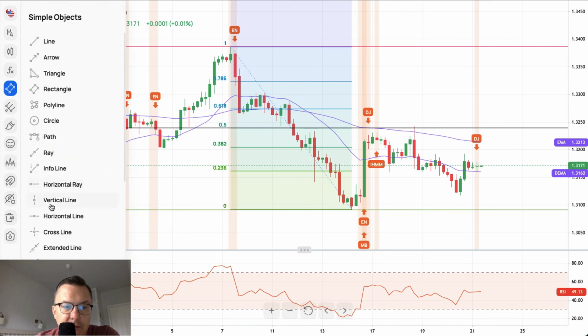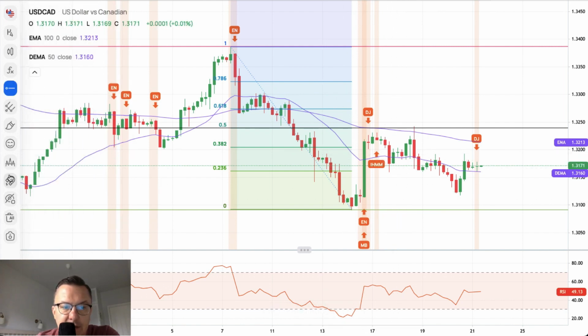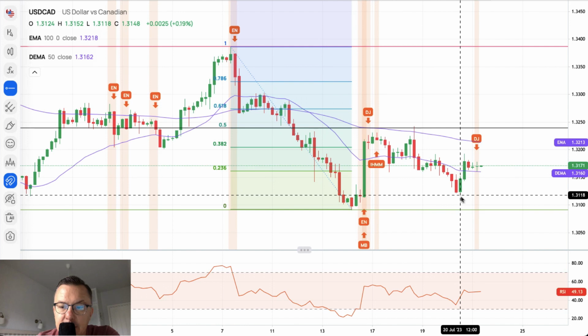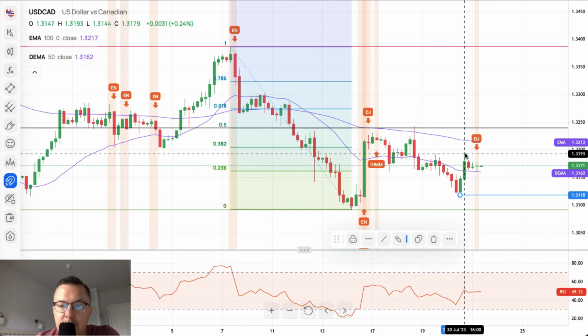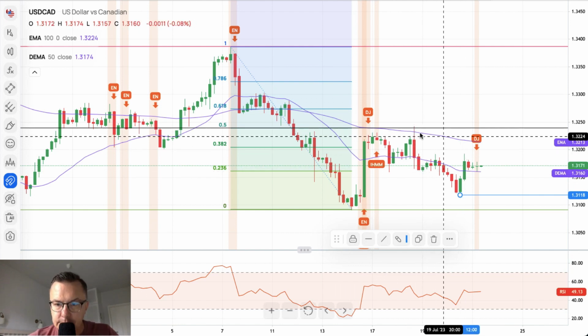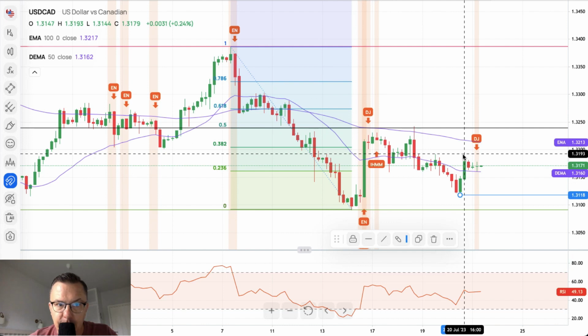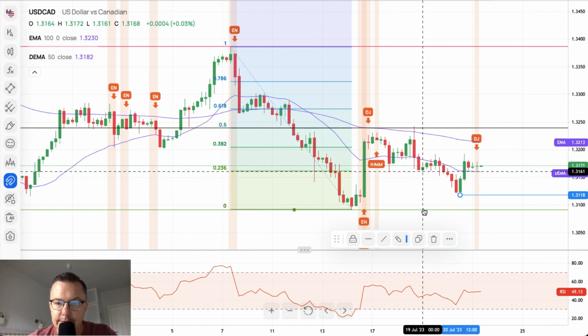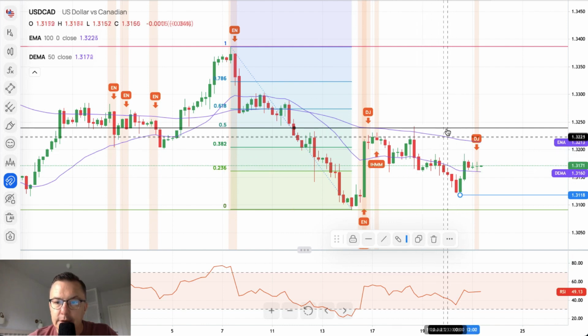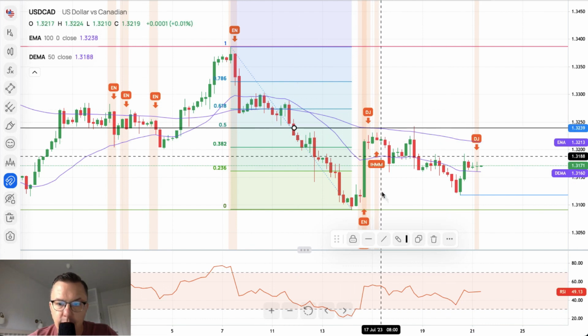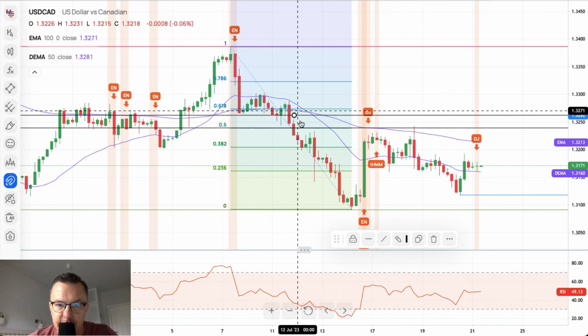We might even notice this level here, the low after the retracement was hit, 1.3118, and now we are back on the track to go higher. Okay, the local high was made at 1.3191. So this is the level of the 50% of the Fibonacci retracement.